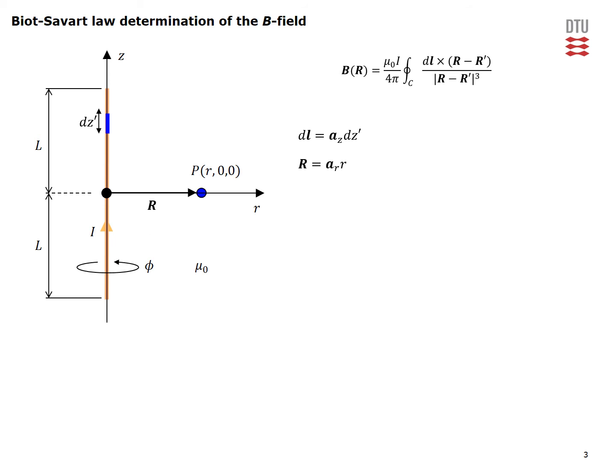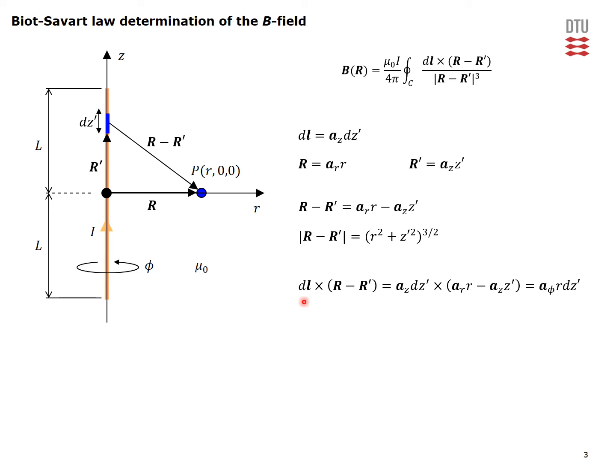R is the vector from the origin to the observation point in circular cylindrical coordinate system. It's given by the expression here. R prime goes from the origin towards the source point, obviously here in z direction, and then the magnitude z prime, which will vary as you integrate along the conductor. The difference vector from the source to the observation point is given by the expression here, so that you very easily get the magnitude of this vector, which is also entering into Biot-Savart's law.